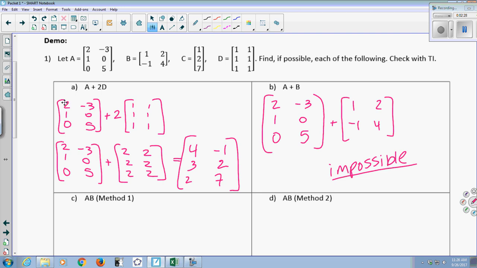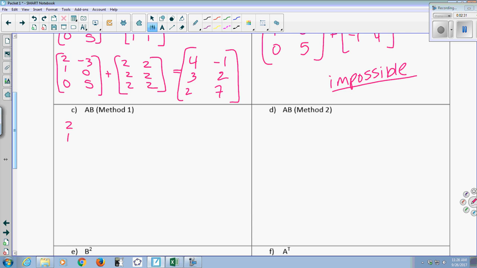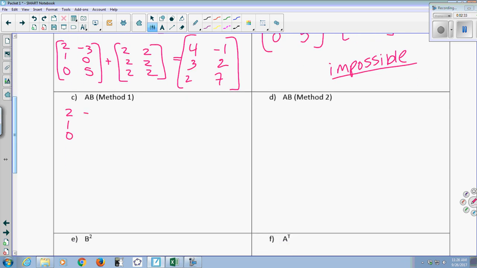So A times B, I have 2, 1, 0, negative 3, 0, 5. And then B was 1, negative 1, 2, 4. So to make sure this is possible, I'm going to check that the inner dimensions match. This first matrix is a 3 by 2. My second matrix is a 2 by 2. Those inner dimensions match, so I'm good. I can multiply these. The result should be a 3 by 2, the outer dimensions. So the result should be 3 rows, 2 columns.